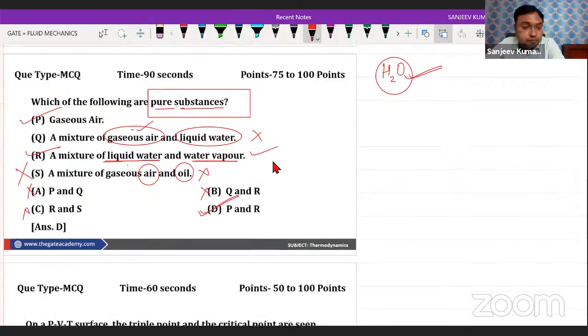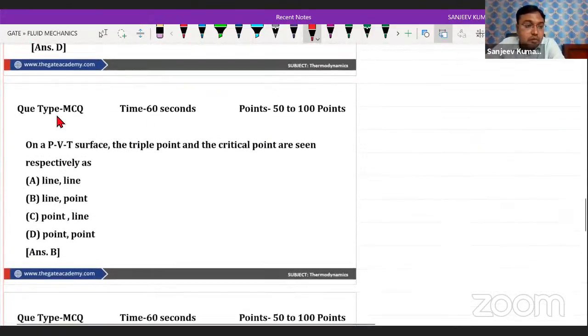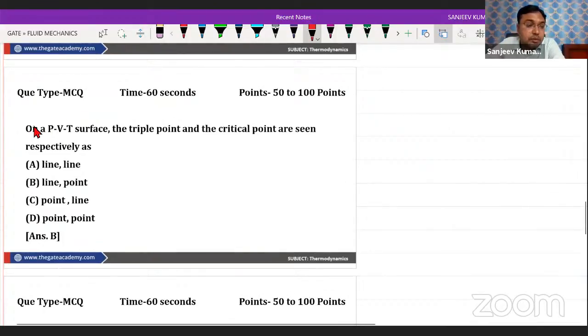Next one. For MCQ, this one: on a PVT surface, the triple point and the critical point are seen respectively as, right? As I told you, for this, I will definitely show you the 3D surface for the pressure, volume, and temperature diagram. Then you can find out the triple point and critical point.